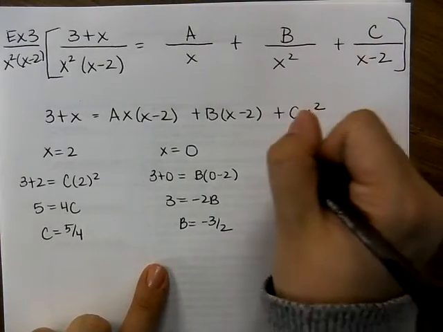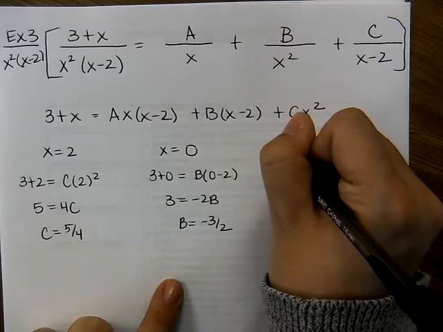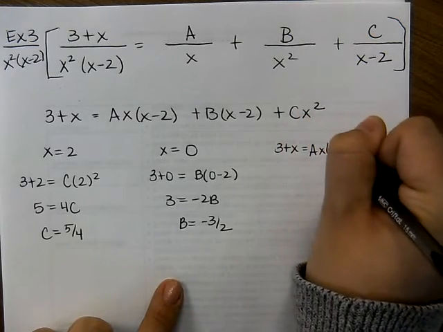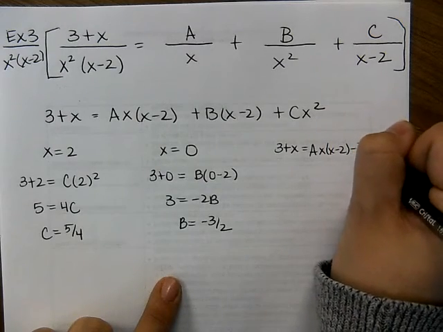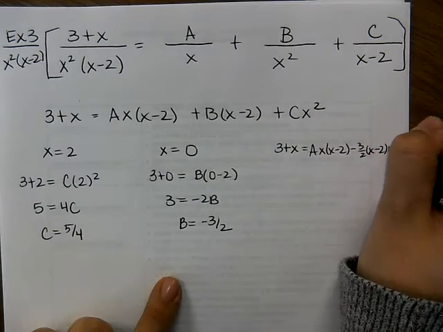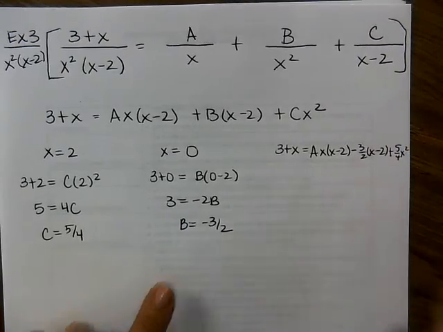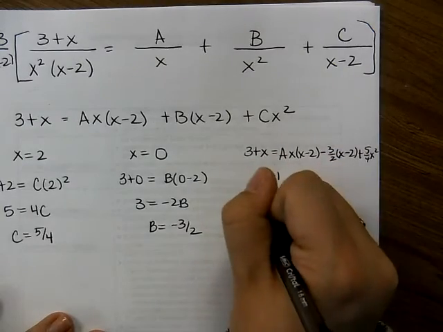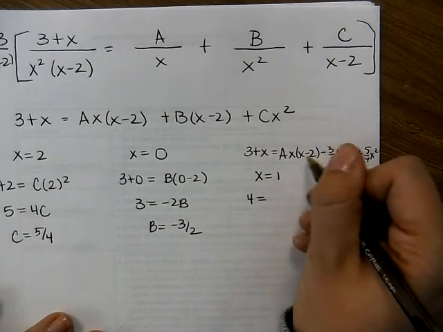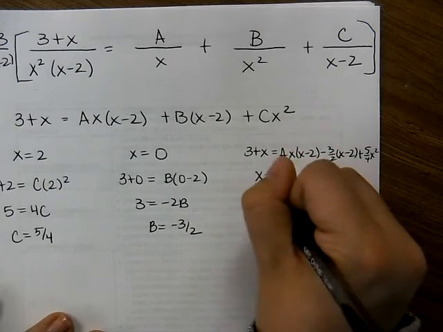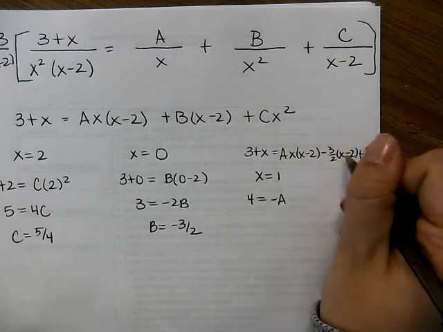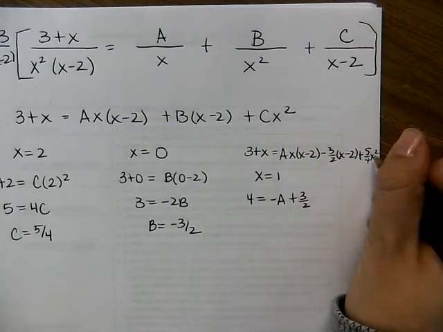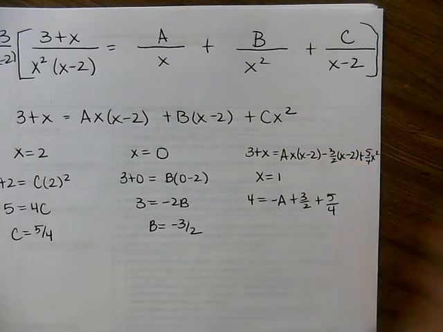Yeah, okay. So I'm going to start here by plugging in my B and C. So I have 3 plus x equals Ax times x minus 2 minus 3 over 2 times x minus 2 plus 5 over 4 x squared. And then we chose a 1. So if I plug in a 1 here, I get 4 equals, let's see, this is going to give me 1 times negative 1, so negative A. Here, if I plug in a 1, I get a positive 3 halves. And here, I plug in a 1 and I get a positive 5/4.